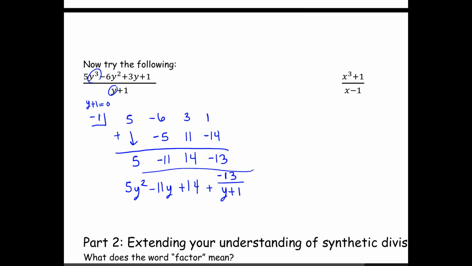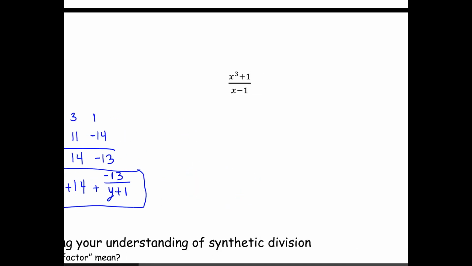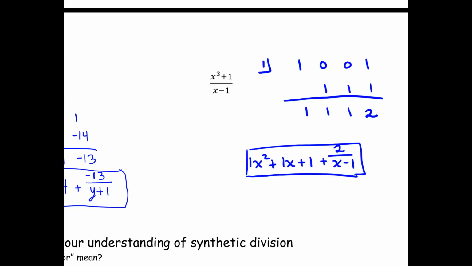Some of you might be like, oh, I'm liking it better. We'll see. Go to the next one. Try this with your partner. Make sure you take into account missing terms. Okay, so try this one. Check your work. You should have x squared plus x plus 1 plus the remainder of 2 over x minus 1.